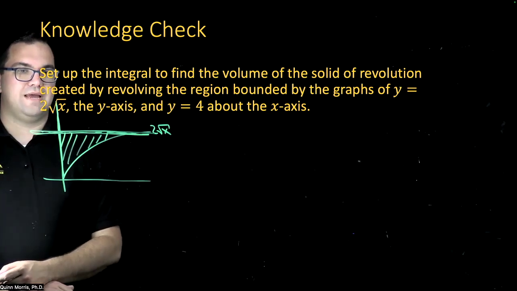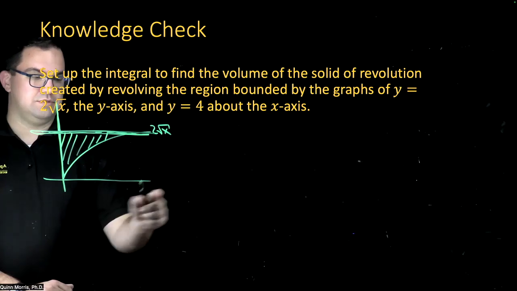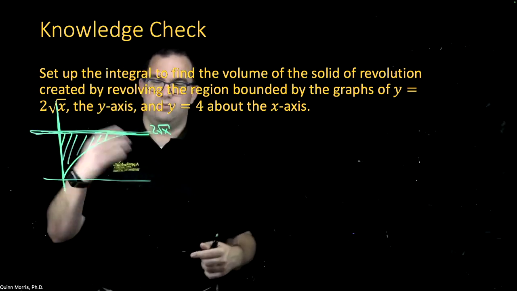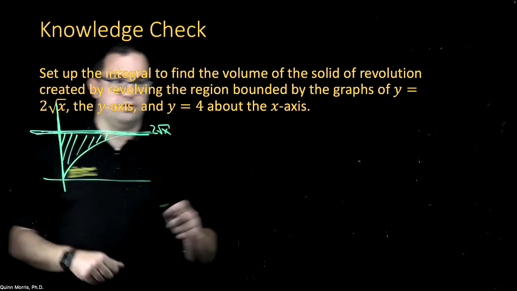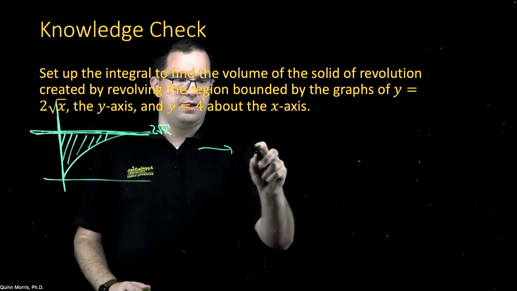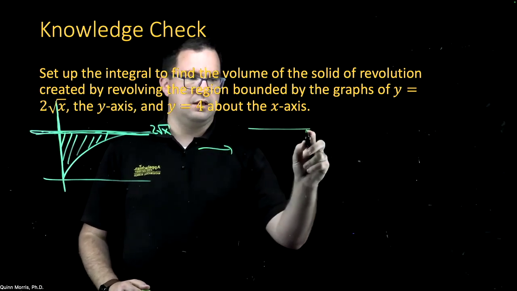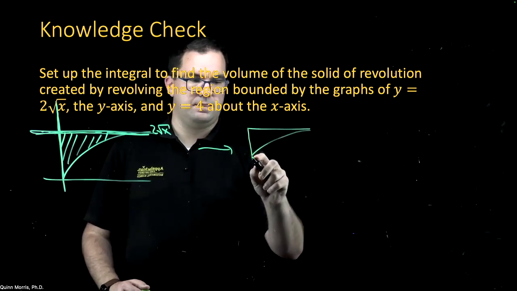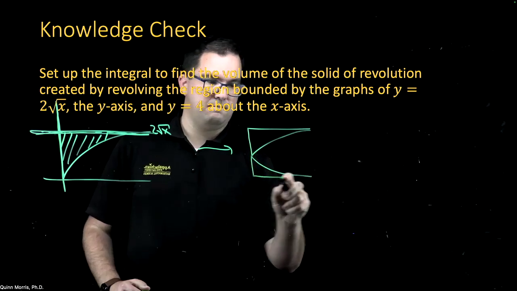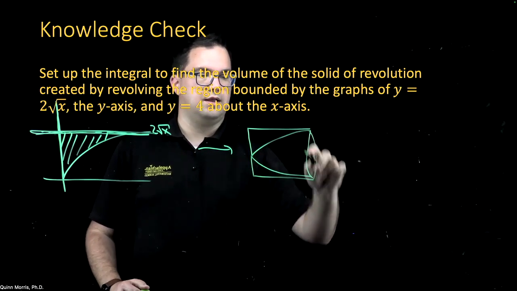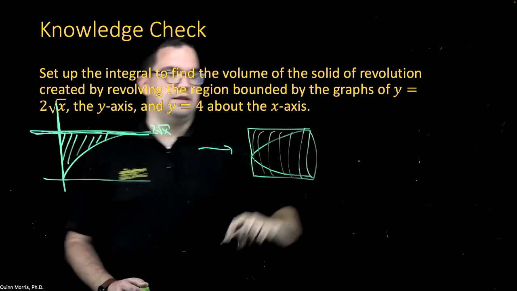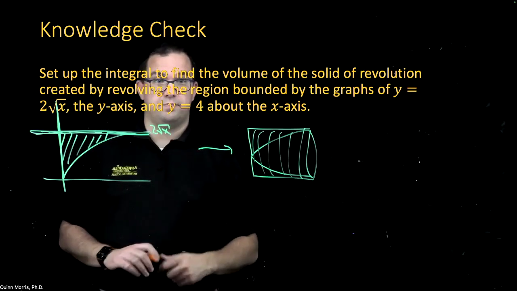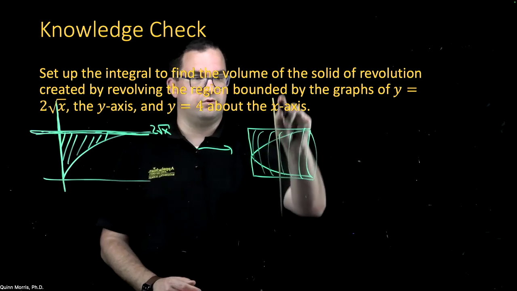Now I'm going to rotate that about the x-axis. I can start to see I'm going to get one of these bowls, but maybe the bowl is turned on its side. When I rotate this, I'm going to get something that looks like this when I rotate it around. I'm going to take slices perpendicular to the axis of rotation, so I'm going to take vertical slices here.